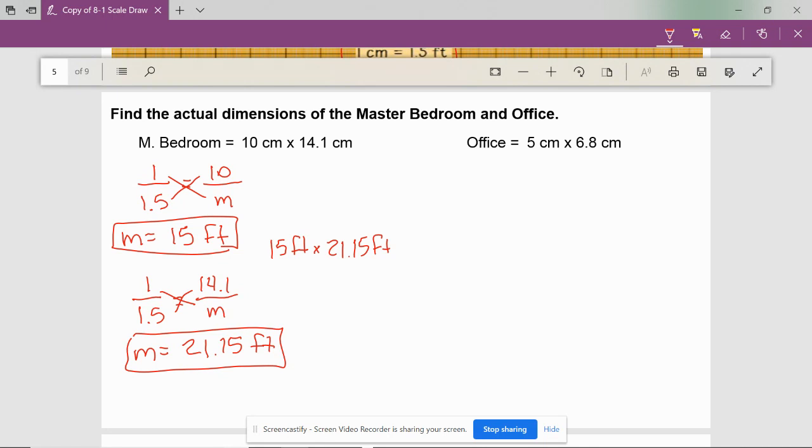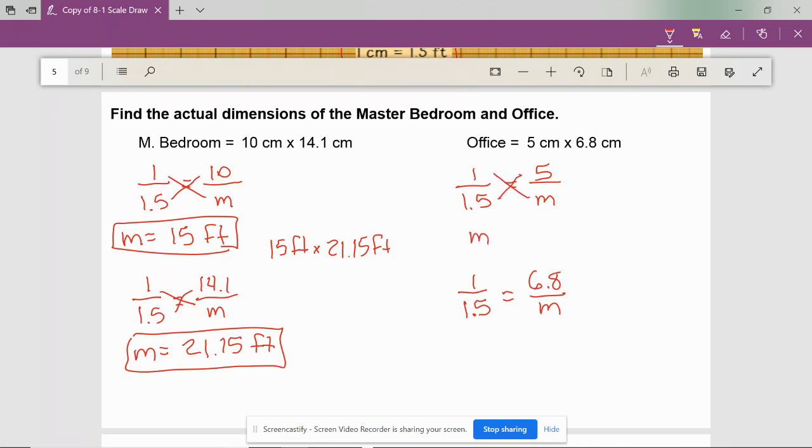Now, how about the actual dimensions of our office? We're doing the same thing. Our ratio, again, is 1 centimeter equals 1.5 feet. That's going to equal 5 centimeters on the top. We're looking for feet on the bottom. For our other dimension, remember, our ratio from our diagram is 1 centimeter for 1.5 feet. That's going to equal 6.8 over m.